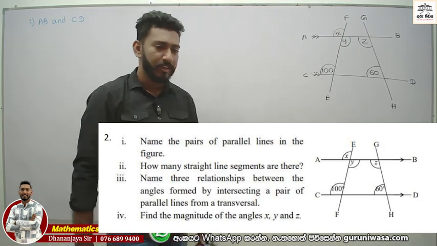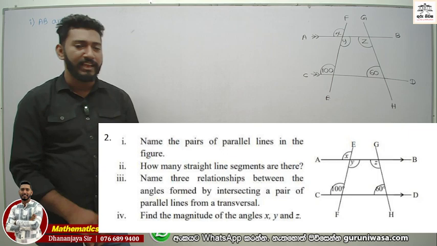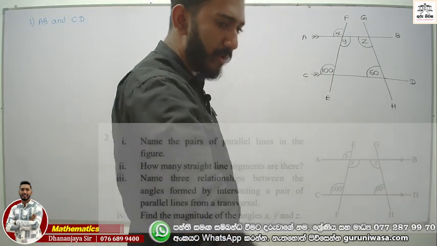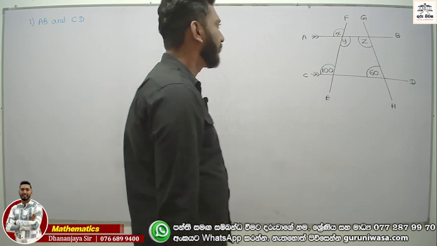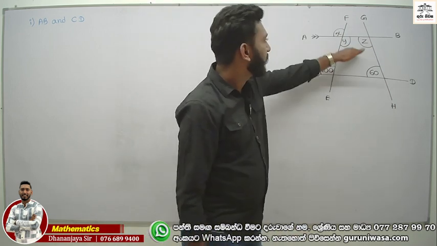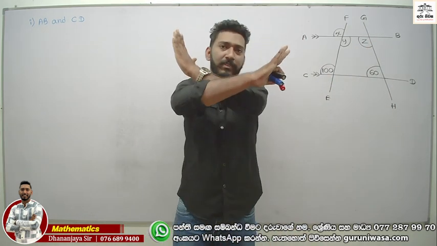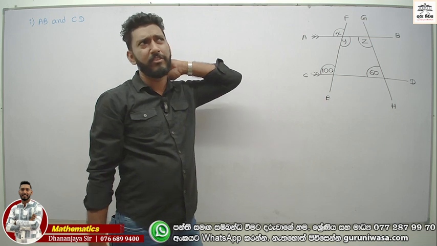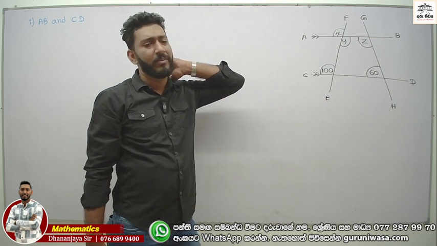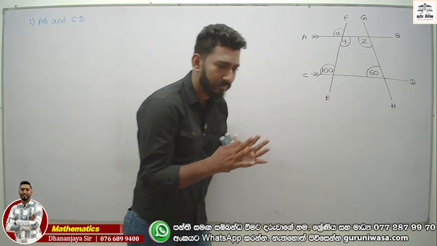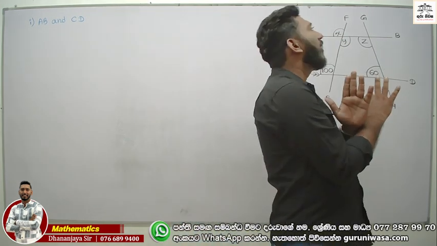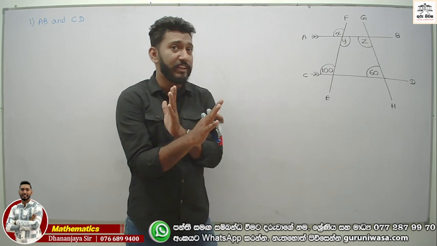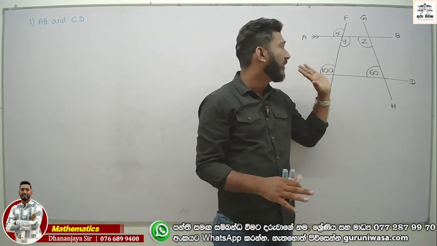Right. Now, find the magnitude of the angle XYZ. Now, I am going to discuss. Look at this. Look at the X and Y. It's like a symbol X. X and Y both are equal. What's the reason? Tell me the reason. What's the type of the angle? Vertically opposite angles. That's the reason why X and Y are equal.